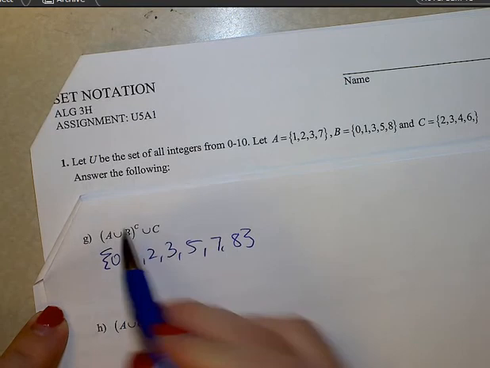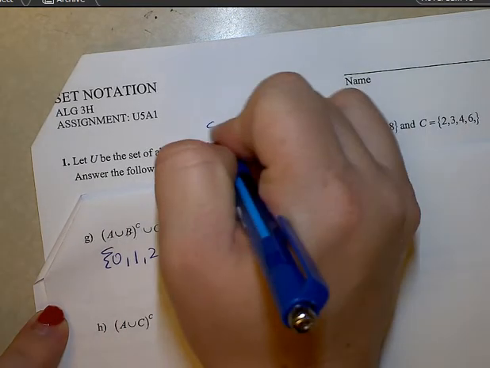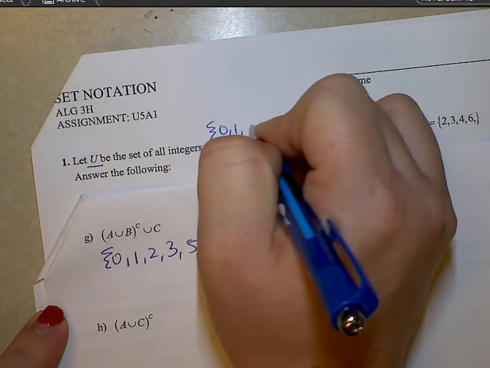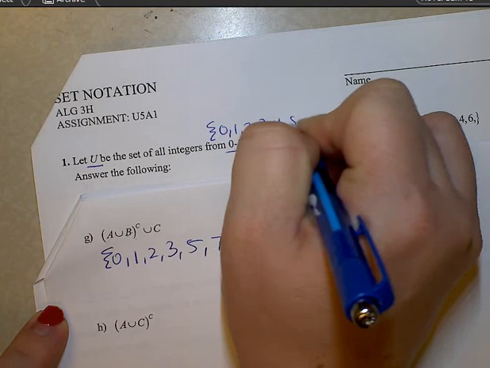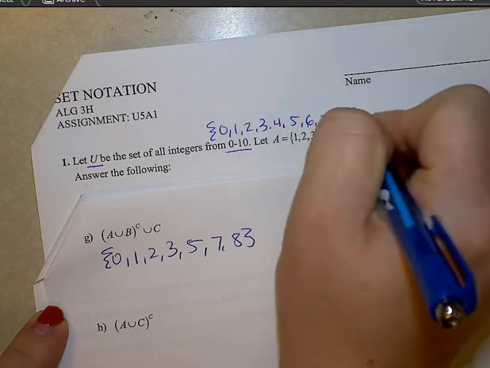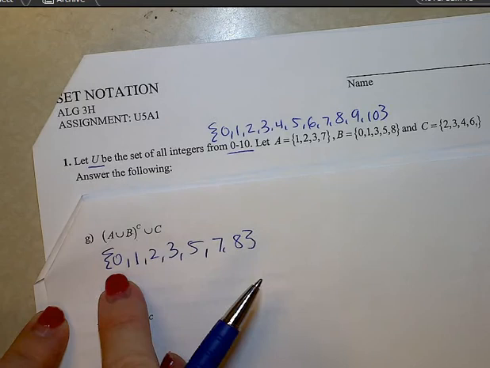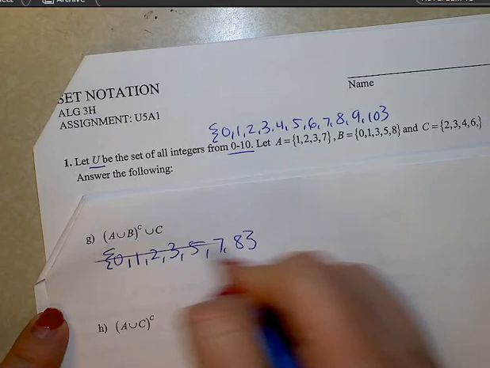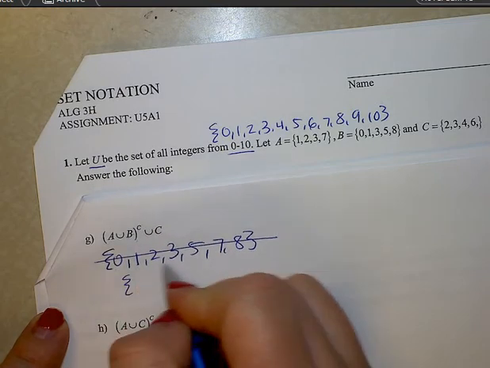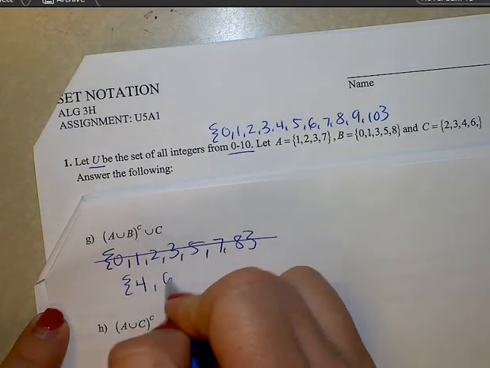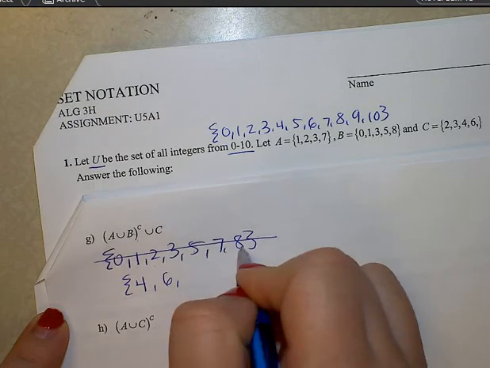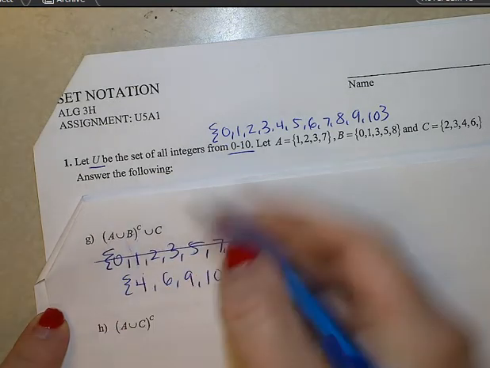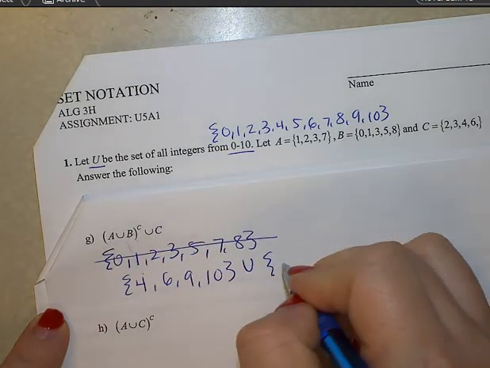That means we look up above, and remember, the union is 0 through 10. So integers 0 through 10: 0, 1, 2, 3, 4, 5, 6, 7, 8, 9, and 10. So I want to look at this set, and I'm going to take this set and exclude what I have right here. So take out 0, 1, 2, 3, you're left with 4. Take out 5, left with 6. Take out 7 and 8, left with 9 and 10. This is this portion. Now I need to union that with the set C.